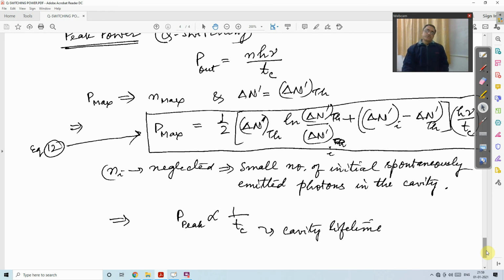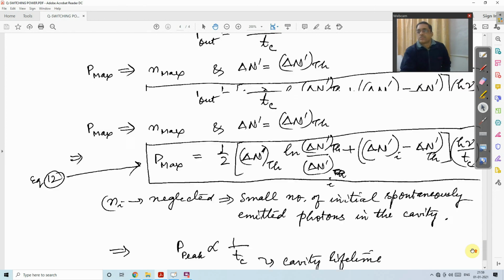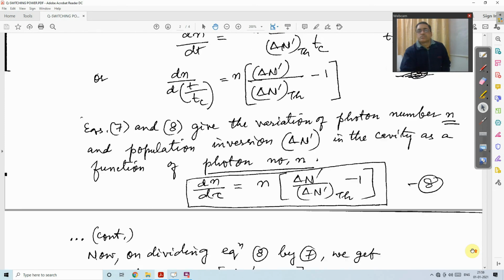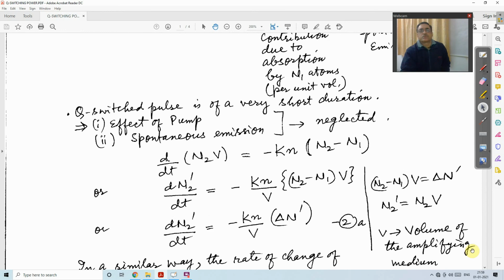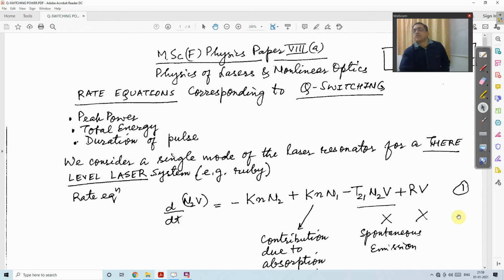So what we see is that the peak power is inversely proportional to the cavity lifetime. So it is all for now. Please go through it in the book by Ghatak, and we shall meet during the next lecture, and we shall discuss what may be the energy and the duration of the pulse.